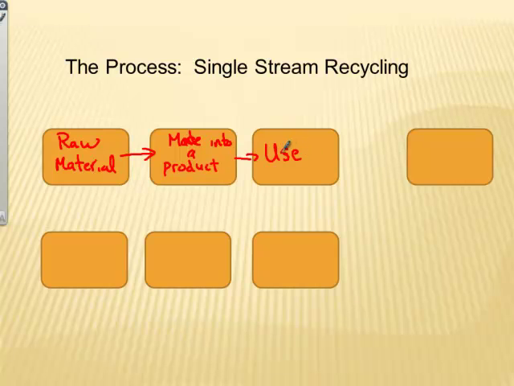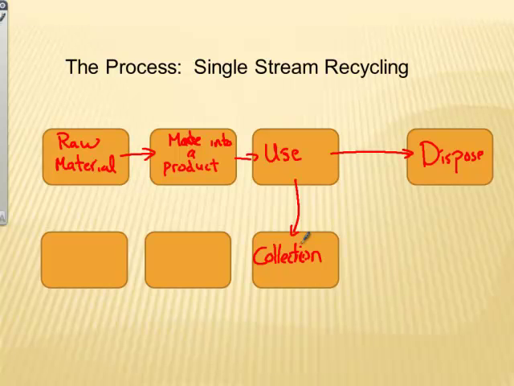Now, when you're done using it, you have two choices. If you're going to keep it, on a single stream waste, you're going to dispose of it. It's over. Or, when you're done using it, you then collect it. This is why you put recycle bins out on the street, so they can come and collect it. That's collection.